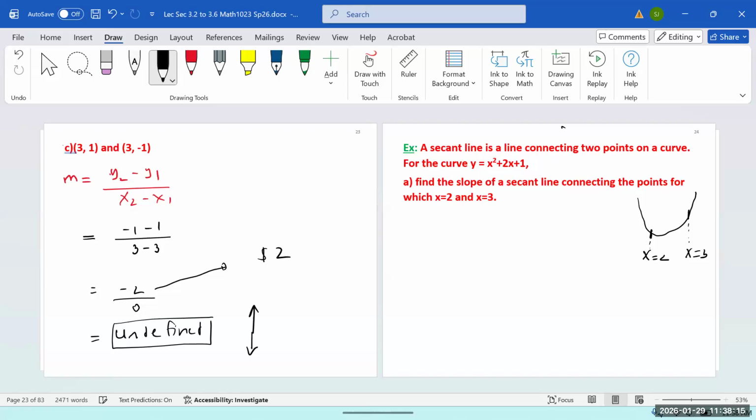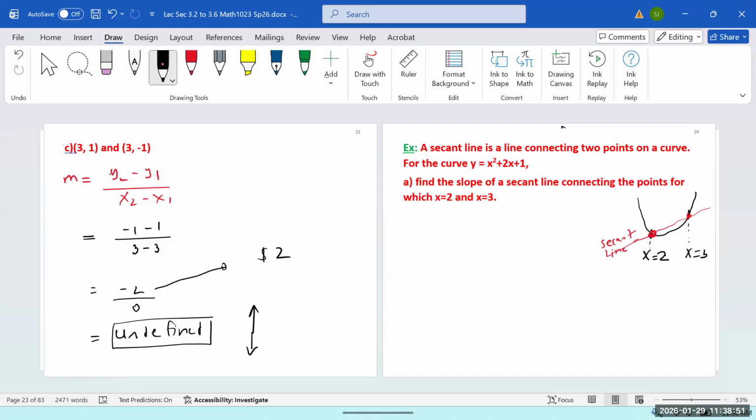Now, secant line means a line that connects 2 points of a curve. So this is our secant line. Secant line. Now they're asking, I'm giving you this curve and I'm giving you these two x values. Tell me what's the slope of the line that connects these 2 points.